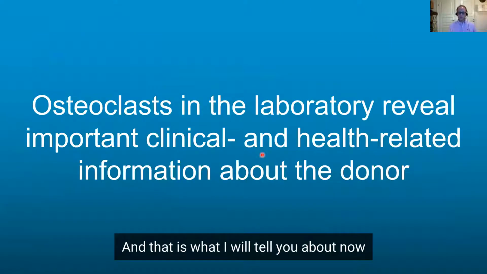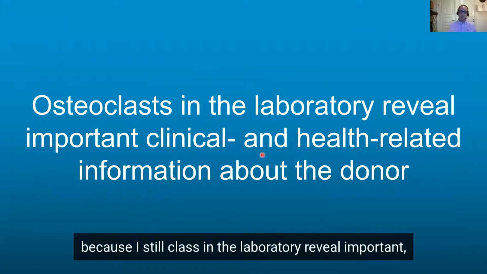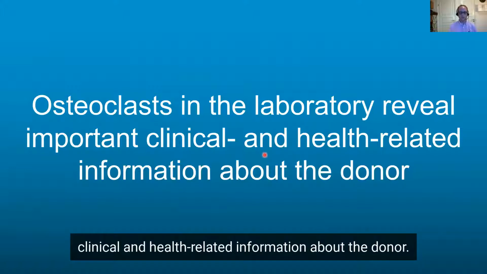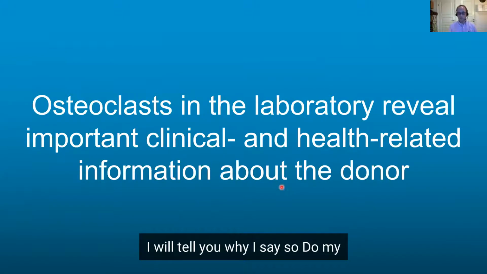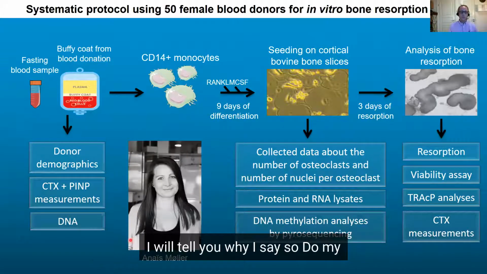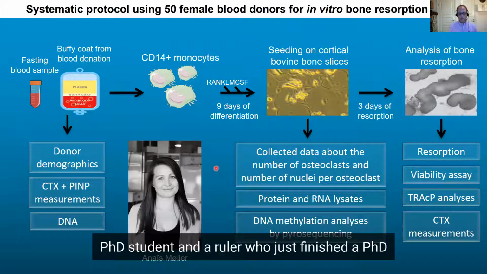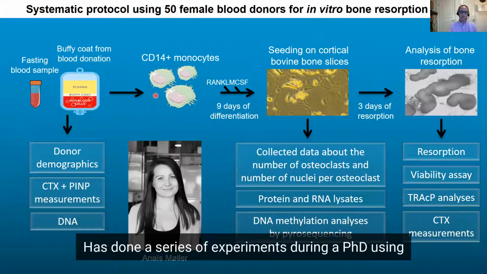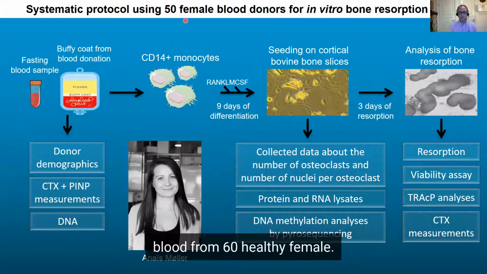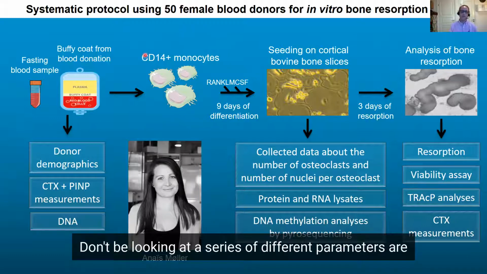And that is what I'll tell you about now, because osteoclasts in the laboratory reveal important clinical and health-related information about the donor. Now I will tell you why I say so. So my PhD student, Anais Müller, who just finished her PhD last month, has done a series of experiments during her PhD using blood from 50 healthy female blood donors and looking at a series of different parameters.